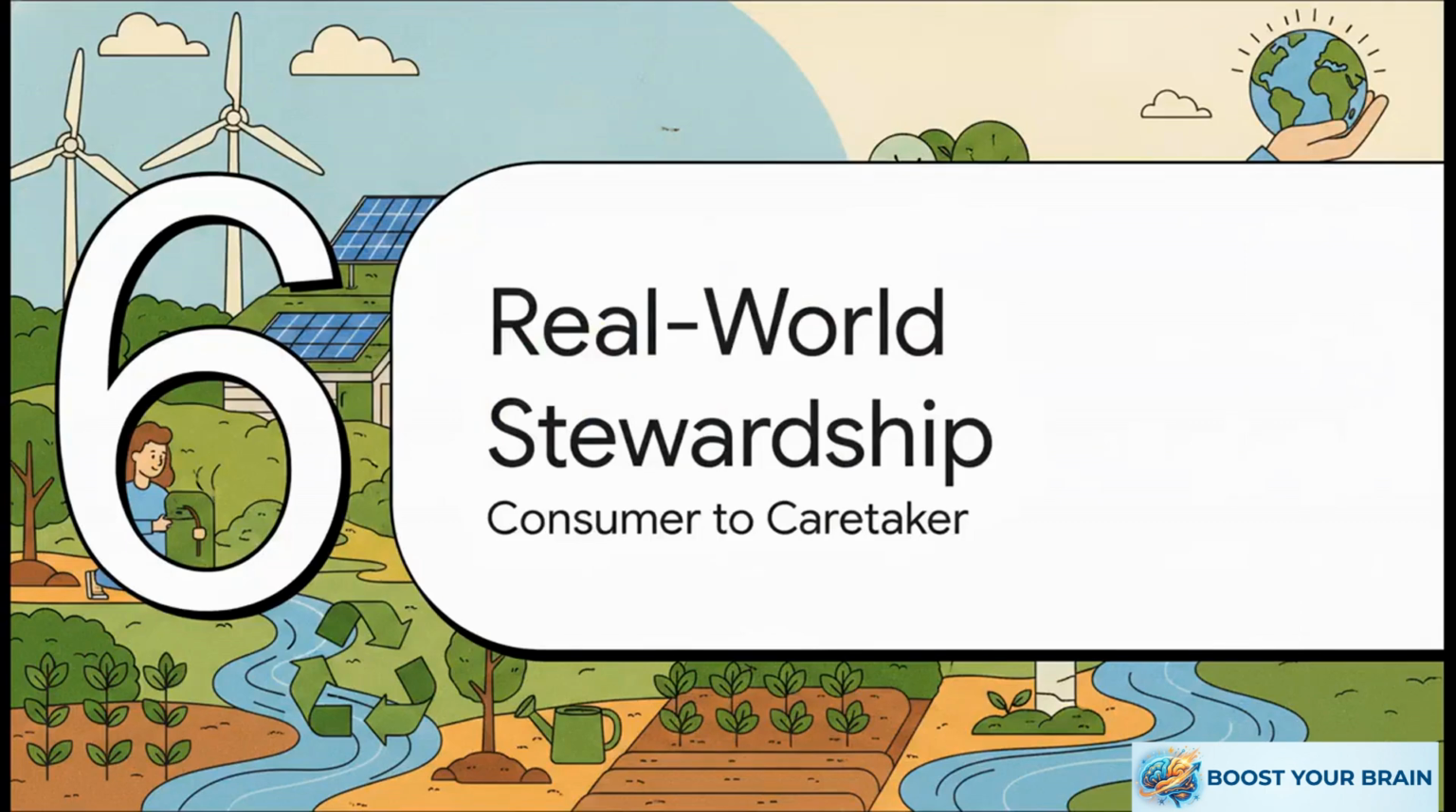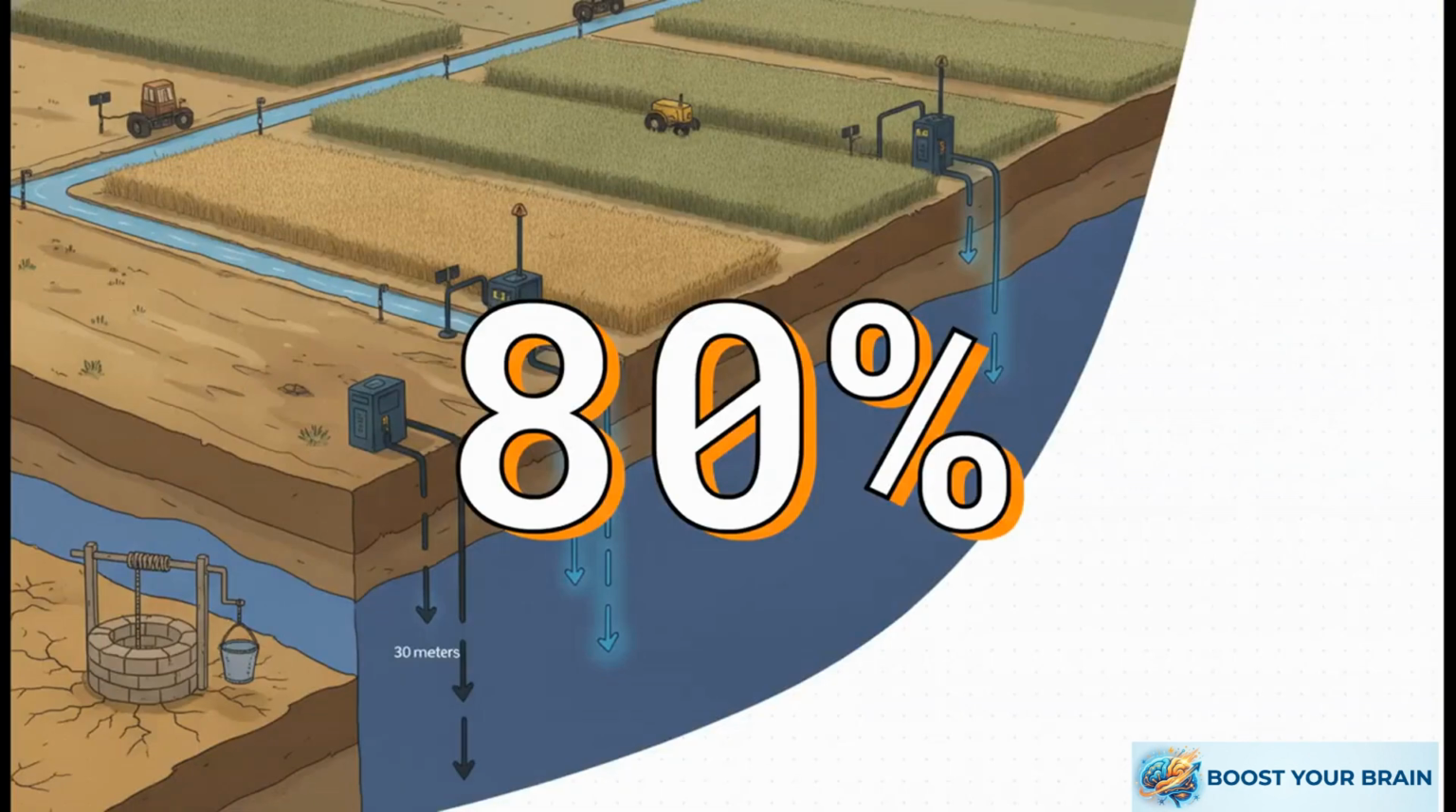Finally, Section 6, real-world stewardship, shifting from consumer to caretaker. To really bring these concepts to life, let's look at how we shift from just being consumers to becoming active caretakers. Consider this number for a second, 80%. This represents a pretty stark crisis in the Indian state of Punjab. Back during the Green Revolution, a massive push for agricultural yields led to incredibly dangerous overexploitation of their groundwater. Today, nearly 80% of the land there is officially marked as overexploited, with water tables dropping drastically to 30 meters deep.